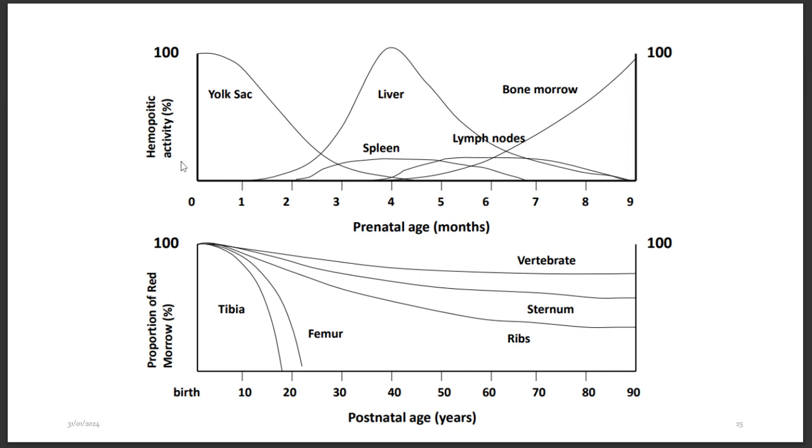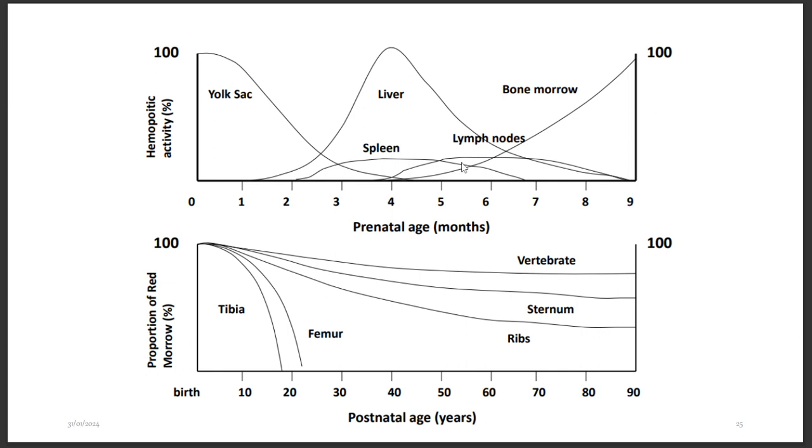Before birth, from 0 months to 9 months, at the beginning, when the baby is in the womb, the baby is 0 months, 1 month, 2 months. The major site which produces blood cells is the yolk sac. You will understand this when we do embryology. Just take note of that.